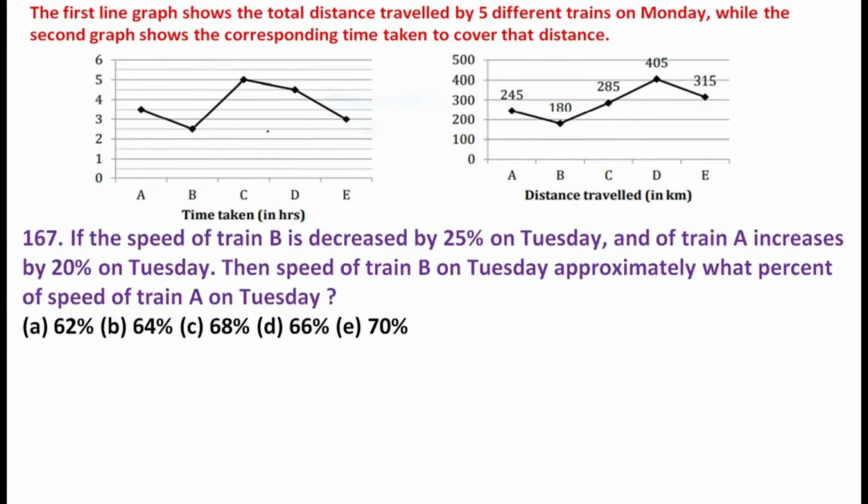Next one. See question 167. If the speed of train B is decreased by 25 percent on Tuesday and train A increases by 20 percent on Tuesday, the speed of train B on Tuesday is approximately what percentage of the speed of train A? So try this question, guys. Just try this question and post your answer in the comment section.